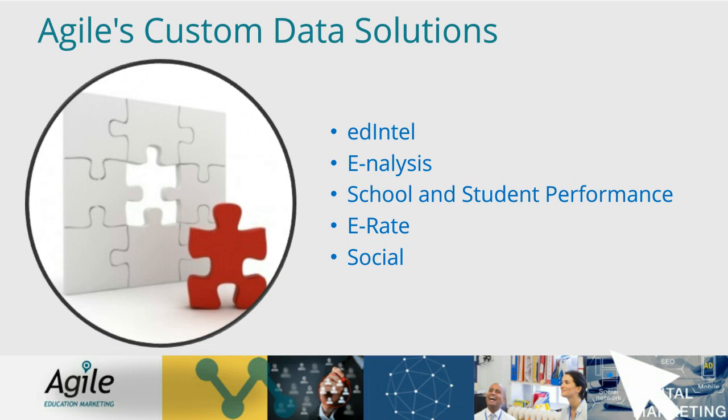School and student performance data. This takes a lot of heavy lifting on Agile's side. It's about a 2-month process where we go to every single state and we collect both school and student level performance data. What that means for you is if you want to see how the school's doing, we collect that state-specific metric of how the state defines how they're doing.